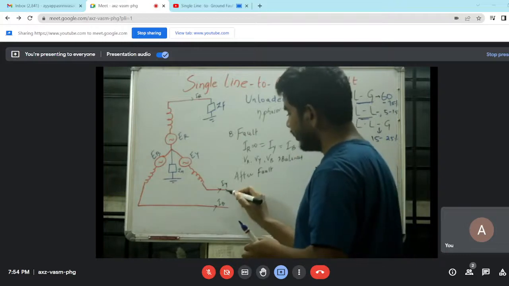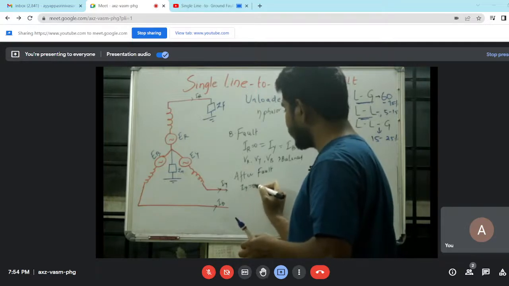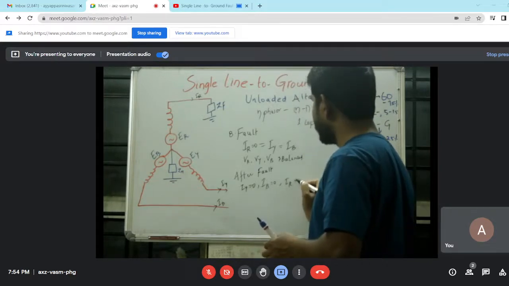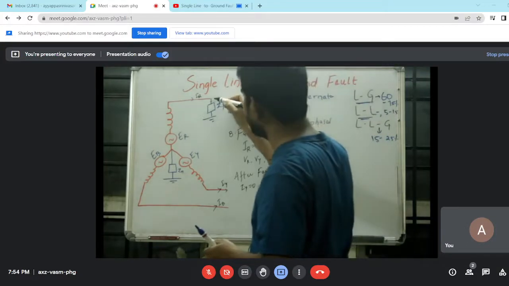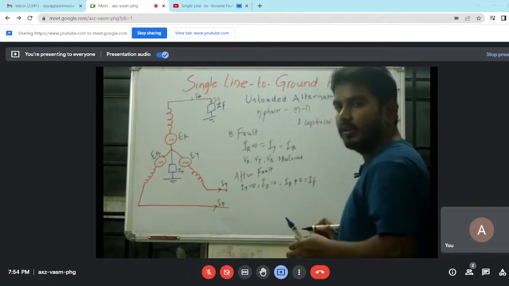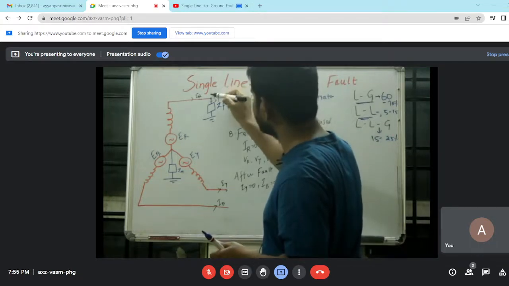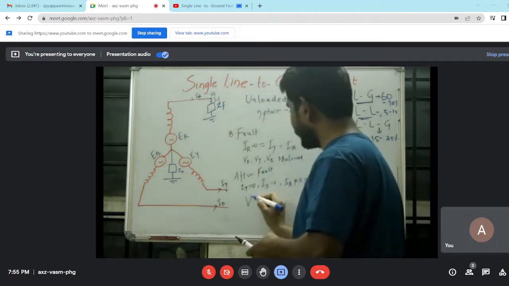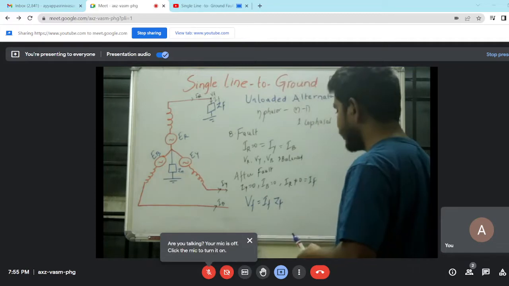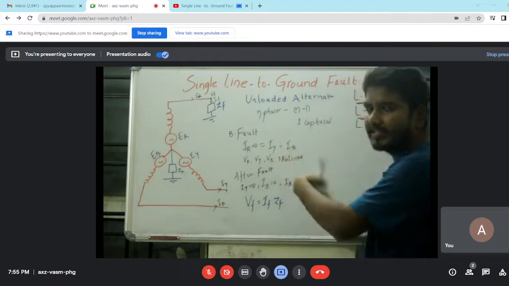So here after fault, what we see is that the circuit is open for IY and IB is open. That means your IY will be equal to 0, IB will be equal to 0, and your IR is not equal to 0. Let us consider the fault current as IF, so your IR will be equal to IF. If I say the voltage at this point is VF, then VF will be simply equal to IF into ZF. Now after fault, VR, VY and VB get unbalanced.